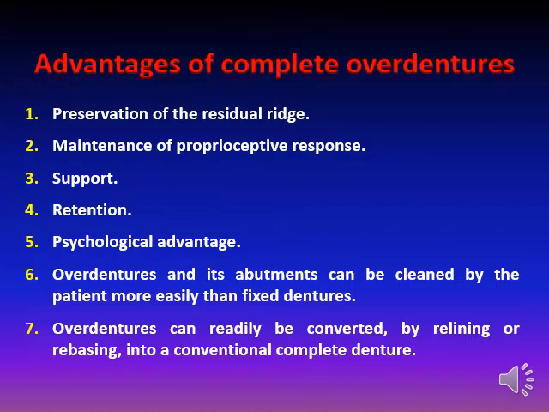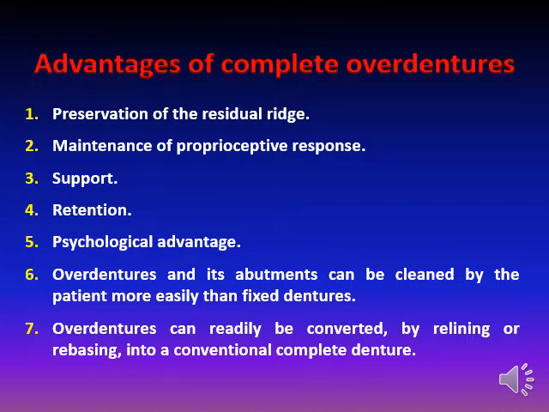Advantages of complete overdenture. Number one, preservation of the residual ridge by preservation of the tooth. Maintenance of proprioceptive response because we preserve the periodontal ligament. Support also, retention, and psychological advantages for the patient.